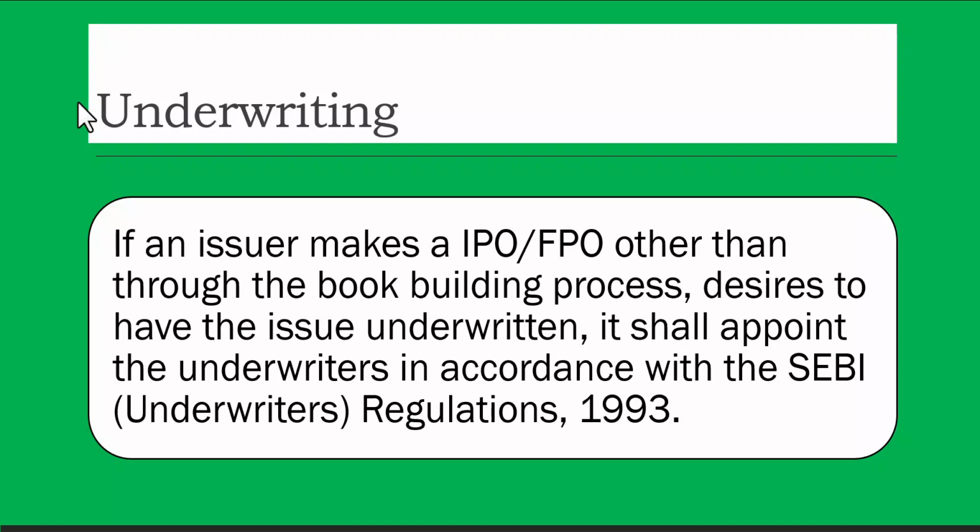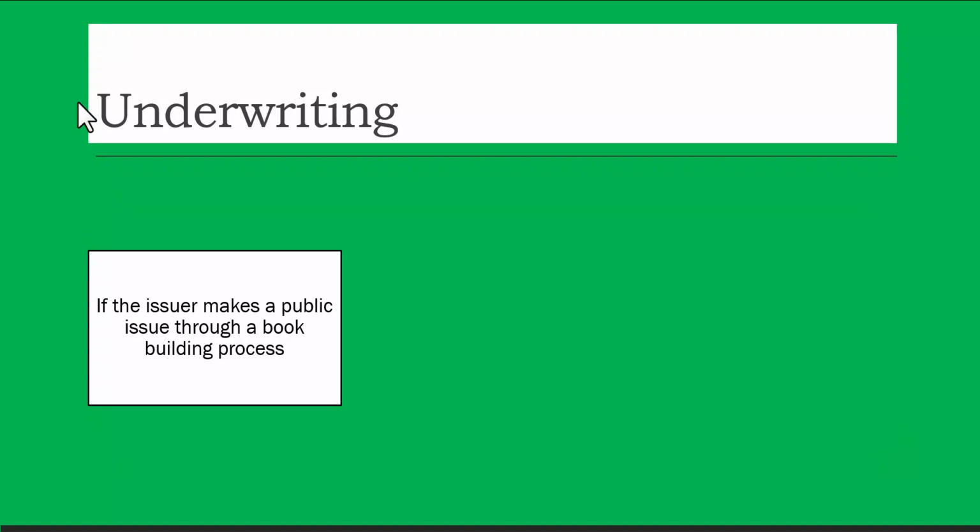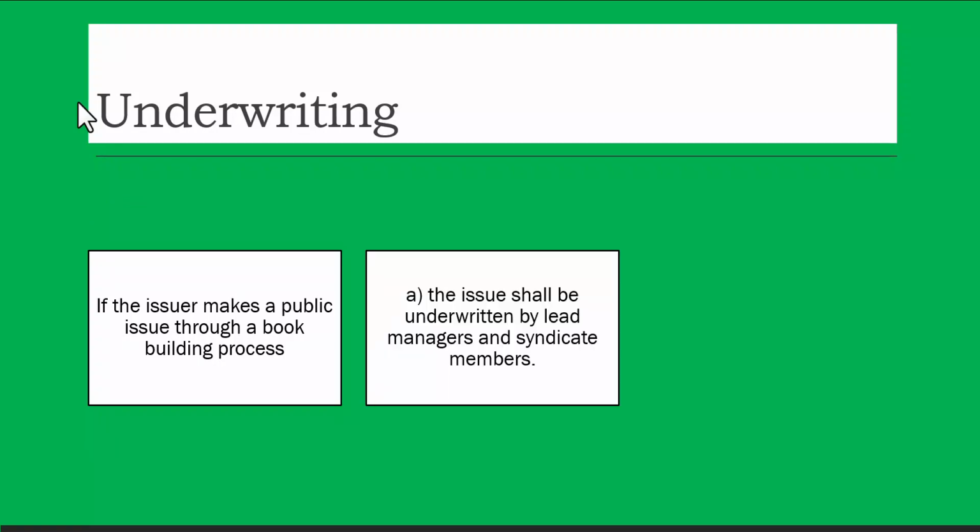It's self-explanatory that underwriters work in accordance with SEBI regulations. So who underwrites? The lead managers, who are nothing but merchant bankers, and the syndicate members. The syndicate members and the merchant bankers, who are the associates of the merchant bankers, both take the responsibility of underwriting the issue.